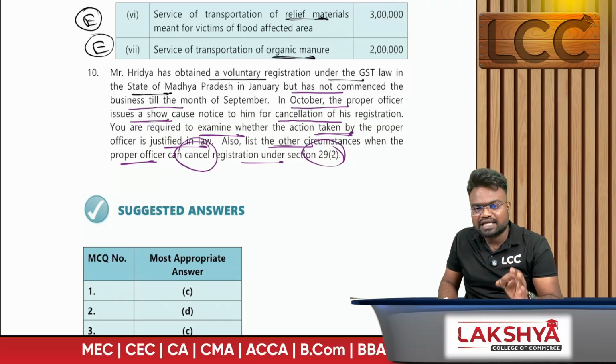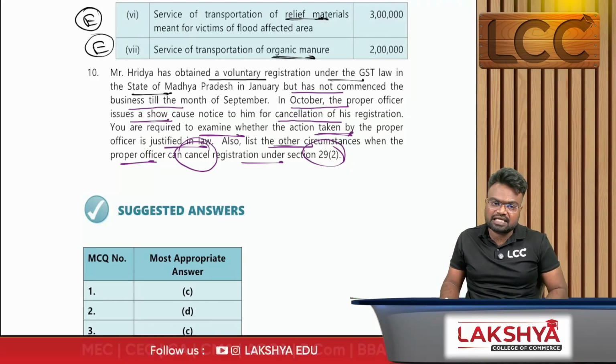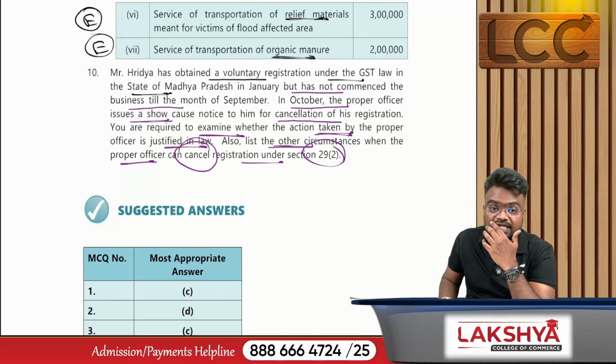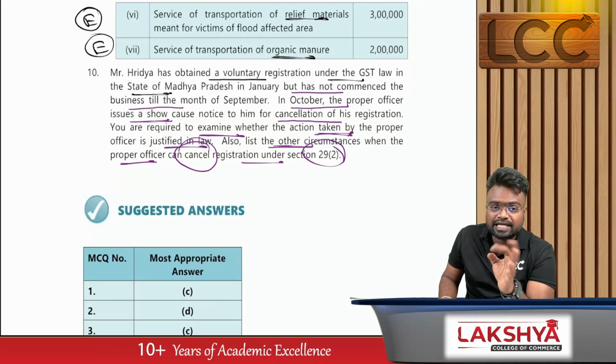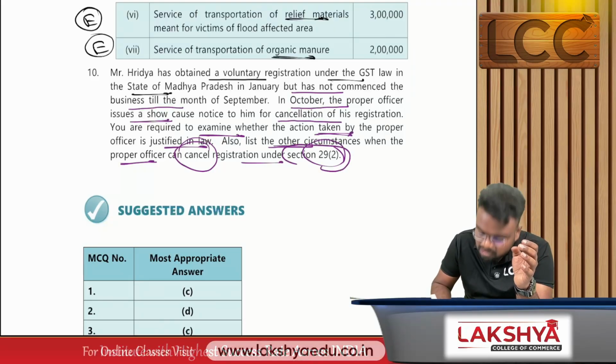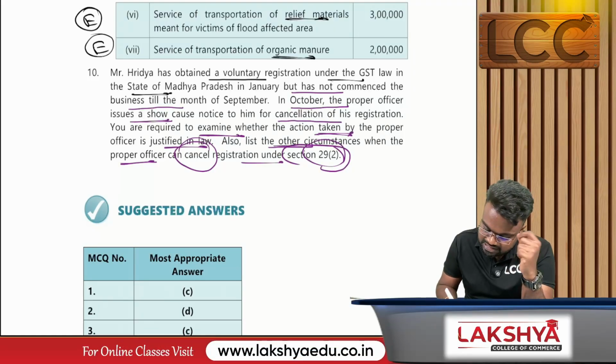So, this is the most expected question for the coming examinations. Section 29.2 and one more, that is 1A, GSTR 1A. We are going to expect a question on this. Okay now. So I prepared notes on section number 29.2. Let's see what the notes are.